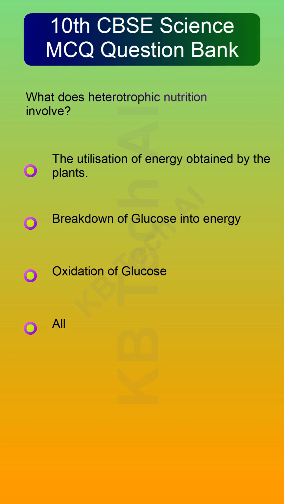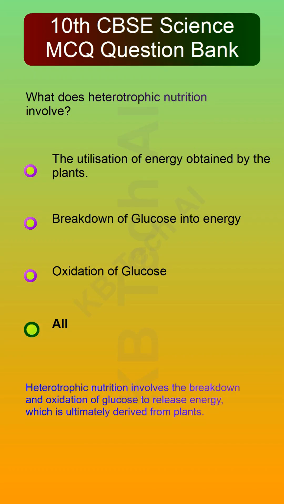What does heterotrophic nutrition involve? Option 1, the utilization of energy obtained by the plants. Option 2, breakdown of glucose into energy. Option 3, oxidation of glucose. Option 4, all. The answer is, option 4, all.